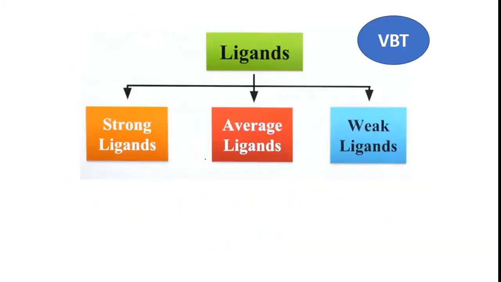Before getting into that, we have to know about the ligands, right? As per VBT, the ligands are divided into three types: strong ligands, average ligands, and weak ligands. Let's see one by one.